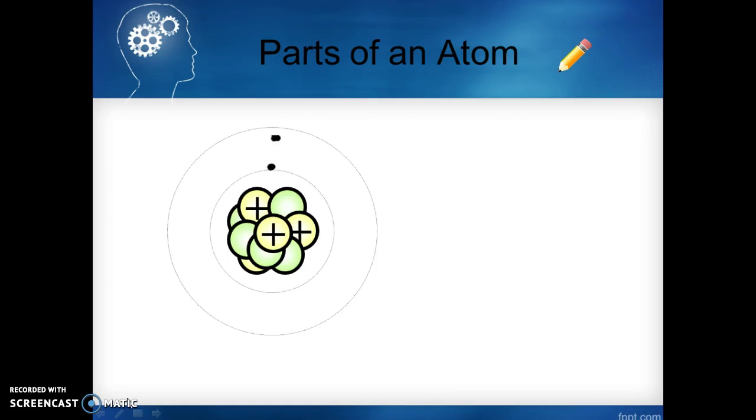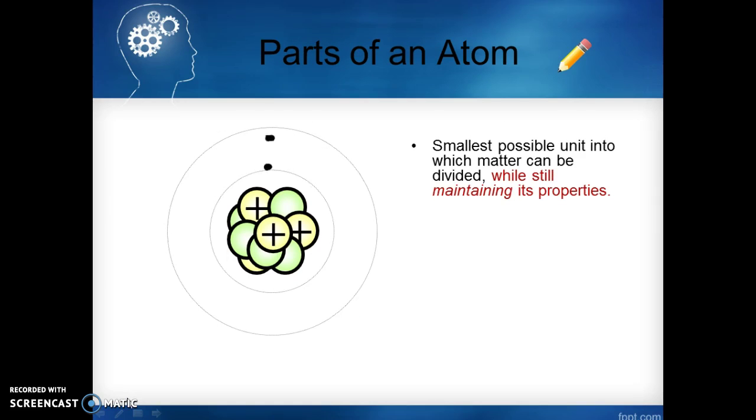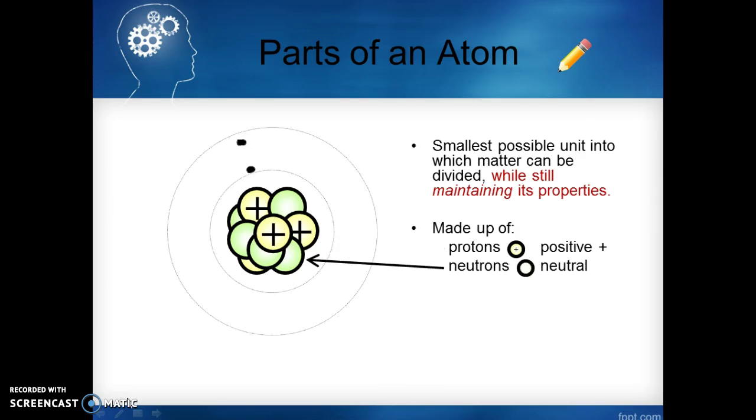Parts of an atom. The smallest possible unit into which matter can be divided is called the atom. The atom still maintains the properties of the element. It's made of protons, which have a positive charge, neutrons, which have a neutral charge, electrons, which are negative.